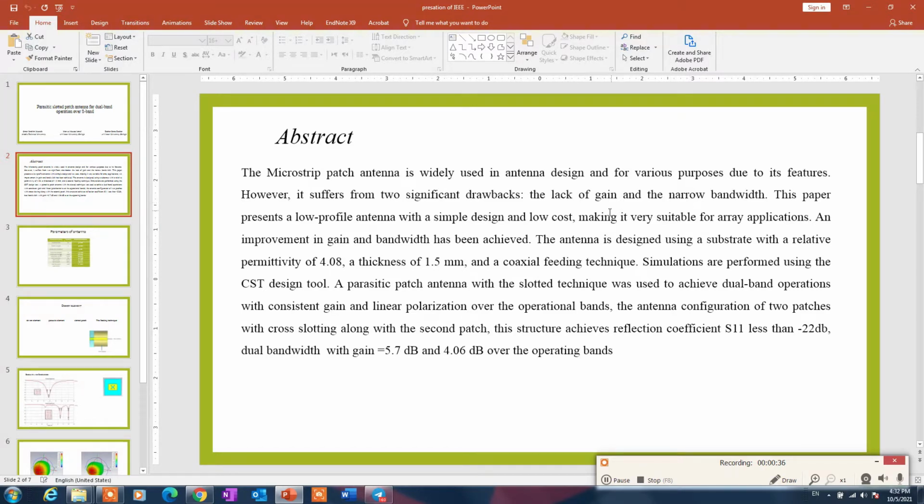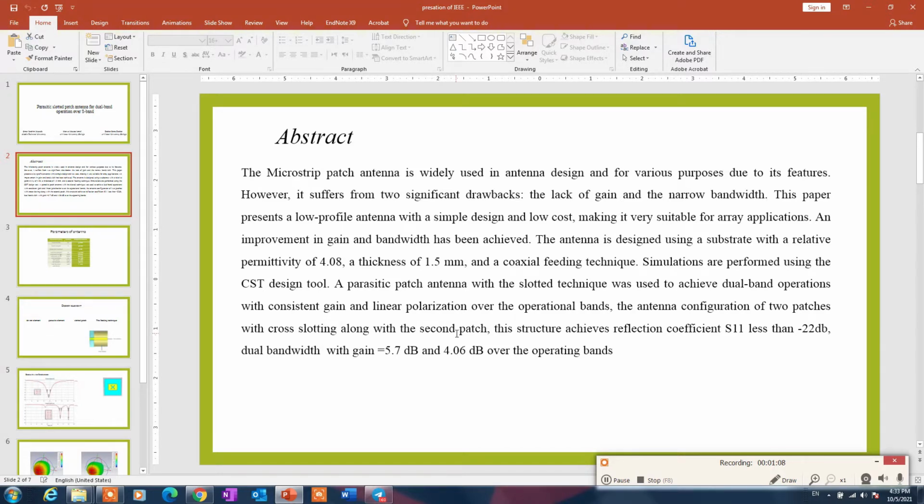This paper presents a low-profile antenna with a simple design and low cost, making it very suitable for array applications. An improvement in gain and bandwidth has been achieved. The antenna is designed using a substrate with a relative permittivity of 4.08, thickness of 1.5 mm, and a coaxial feeding technique. Simulations are performed using the CST design tool.